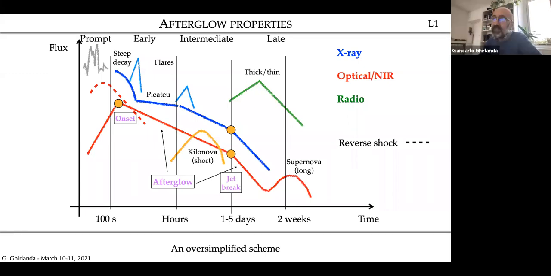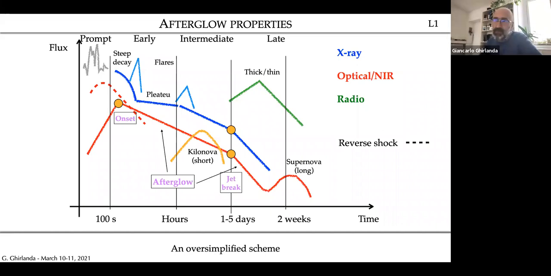In these very late phases, for long GRBs, it is possible also to observe, on time scales of larger than 2 weeks approximately, the supernova, which pops up as a kind of bump in the light curve. So again, this is an oversimplified scheme, but it summarizes, let's say, the main features. Probably I forgot something, or I didn't show everything.